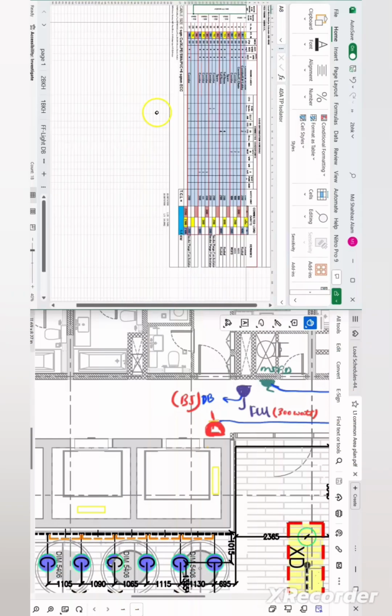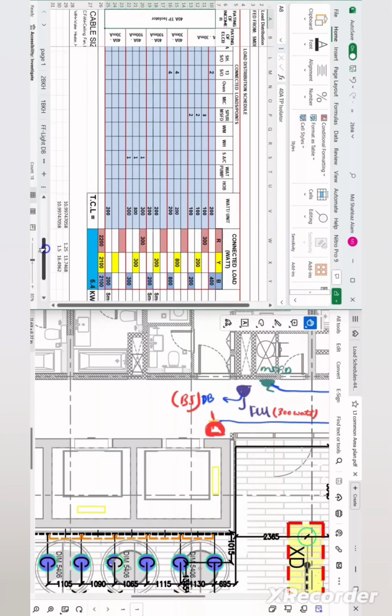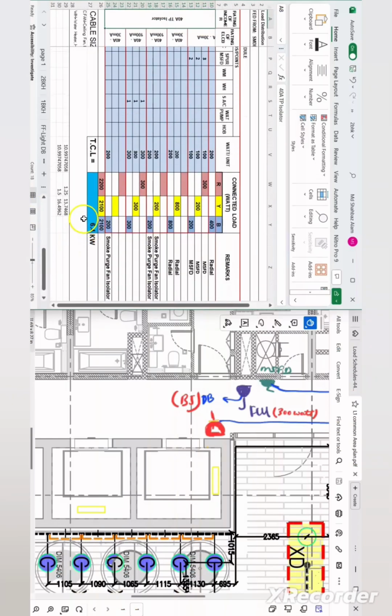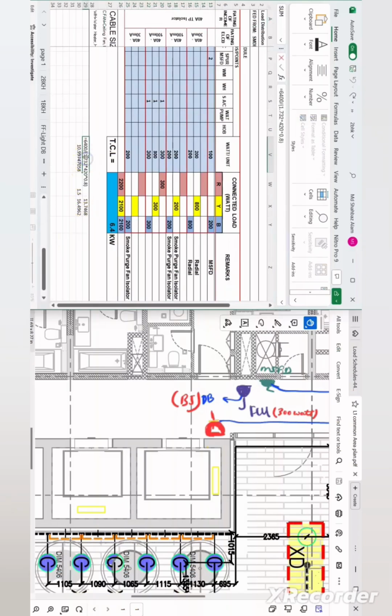The total connected load on this DB is 6.4 kilowatt. The current on the DB will be as per the three-phase formula, that is P by √3 into V into cos phi. So I got the ampere rating as current on the DB is 10 ampere. With the safety factor, it is 13.7 ampere. When I took the safety factor as 1.5, then the current on the DB is with the safety factor 16.4 ampere.